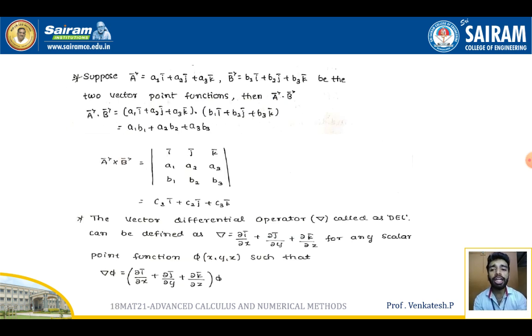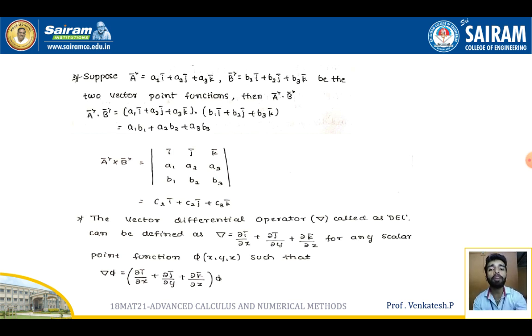Now I am taking two vectors here. One is vector A and the other is vector B, where A is defined by A1 i plus A2 j plus A3 k, whereas B is defined like B1 i plus B2 j plus B3 k. Now from these two vector point functions, I am going to define what is A dot B and what is A cross B.